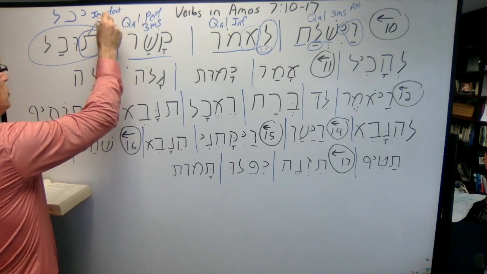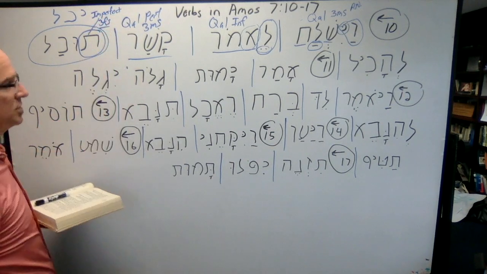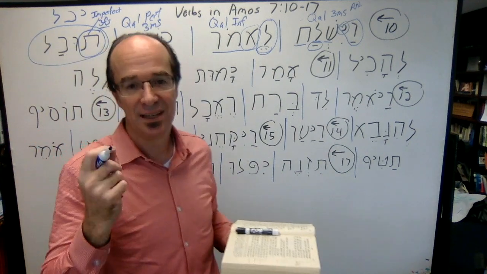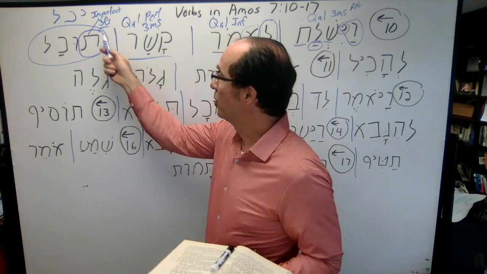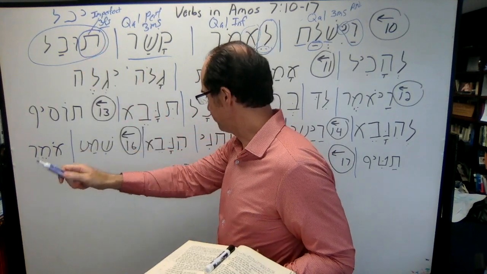And this is third feminine singular from the context. This is that phrase where it says the land is not able. It's talking about Amos's words. So this is going to be imperfect third feminine singular.